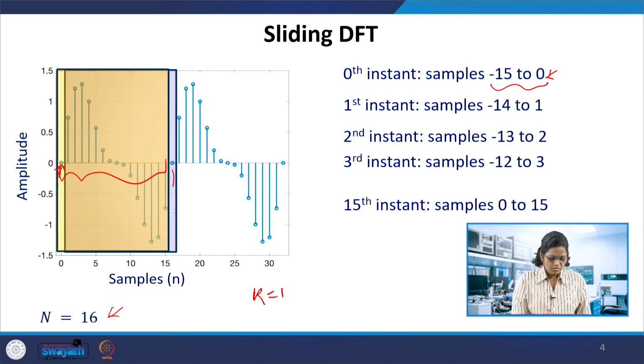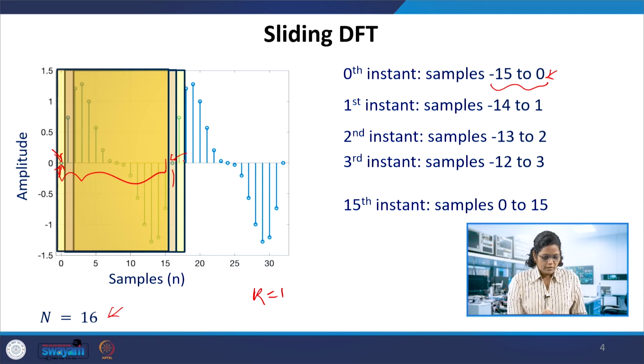When we compute this DFT, you can see that the sample which is going out and the sample which is coming into the current window are the same. In a periodic signal this is the case: whatever sample goes out and the sample which comes in are the same. Similarly, if you slide it once more, again the sample which goes out and the sample which comes in are the same, since it is periodic.